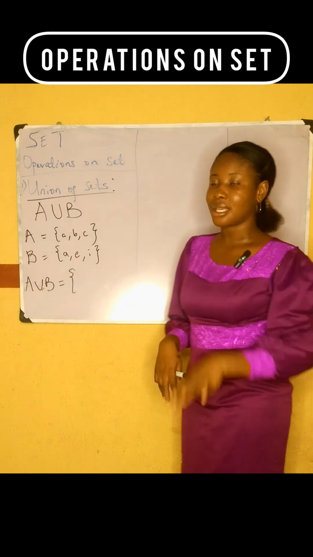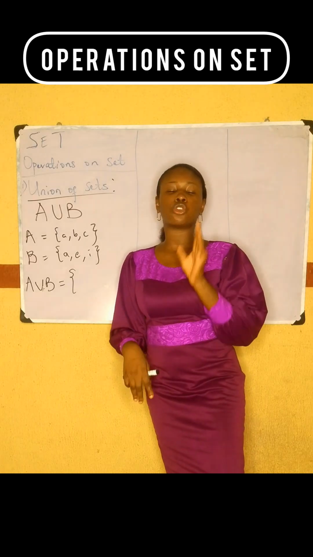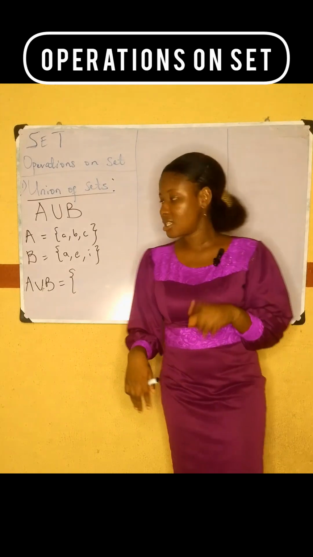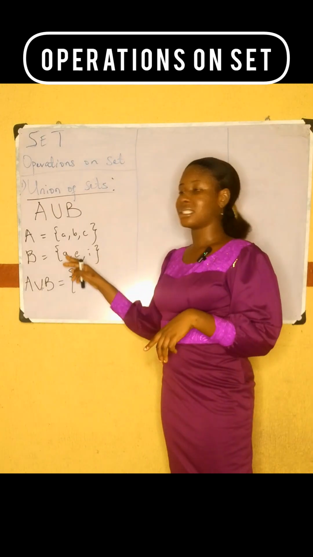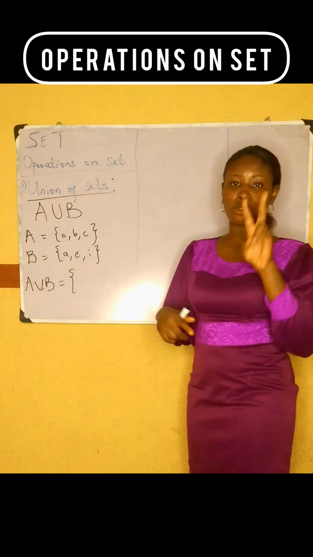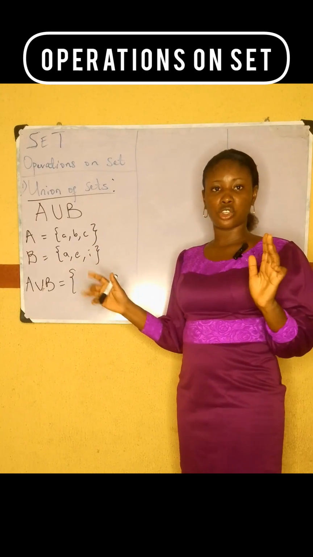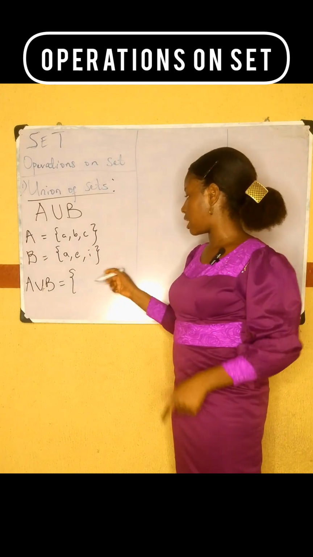But remember, in sets, the arrangement doesn't matter. And also, you don't repeat elements in sets. So we can notice that A appears both in A and B. We are not going to write 2 A's. Just 1 A is enough to say that there is A in the union of the 2 sets. You don't repeat any elements.